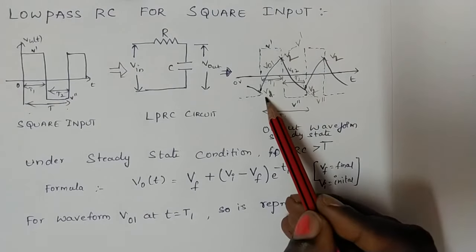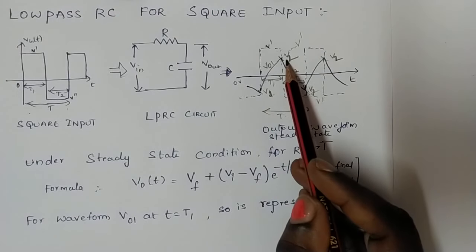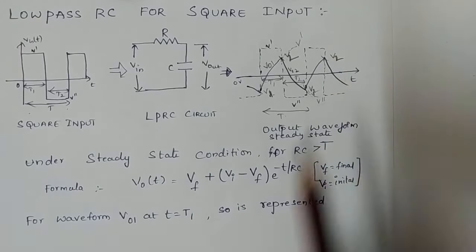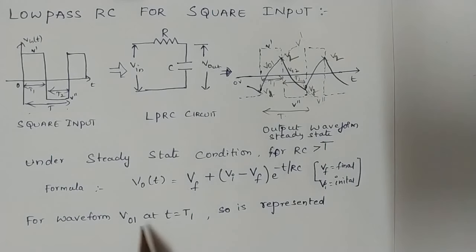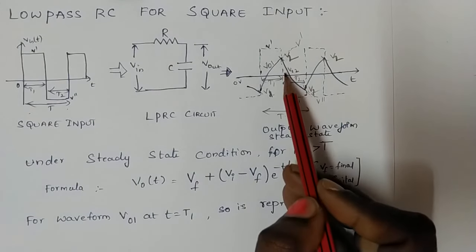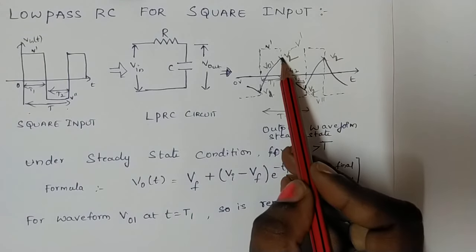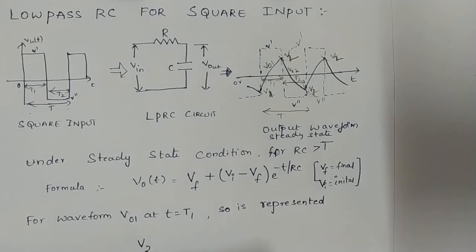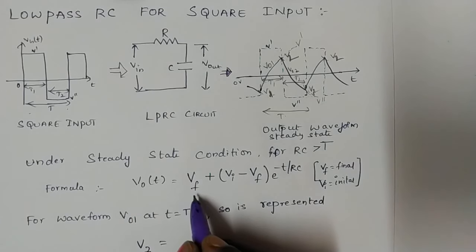Here, see here, the lower point is V1 and the upper point is V2. So the output V01 waveform goes from V1 to V2 at t equal to t1 period. At t equal to t1, what is the value of the output? V2. Okay, so now substitute V0 of t, write it as V2 equal to V final.